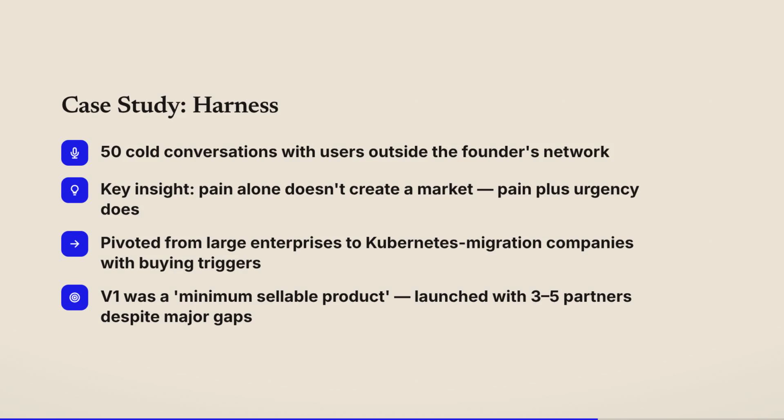Harness also defined their V1 as a minimum sellable product, not just a minimum viable product. They limited their launch to 3 to 5 partners, knowing the product had major gaps, but that it provided enough value for that specific use case to generate real feedback and revenue.